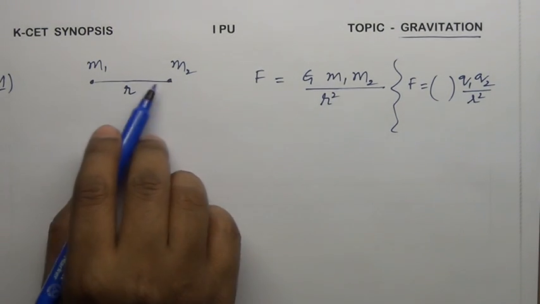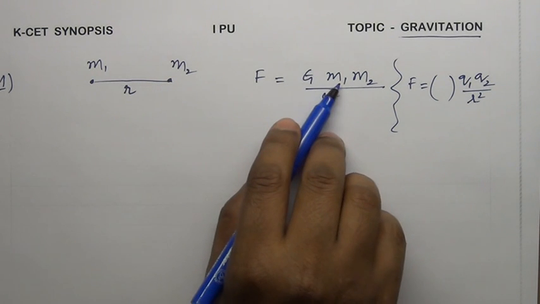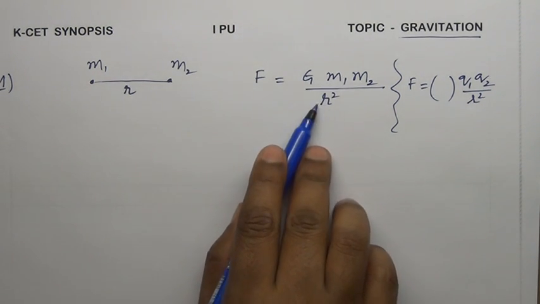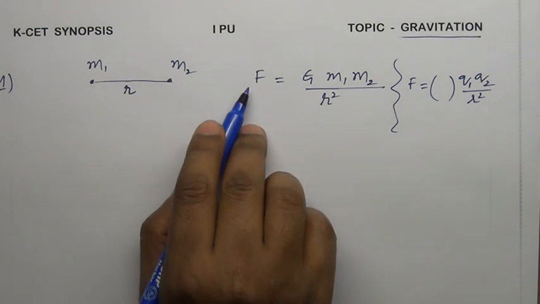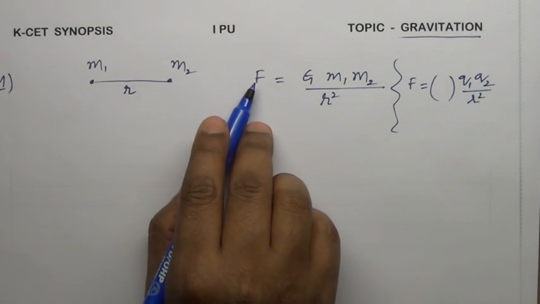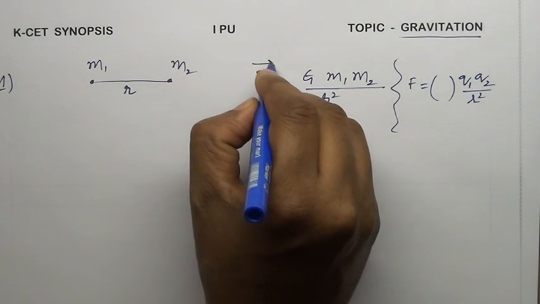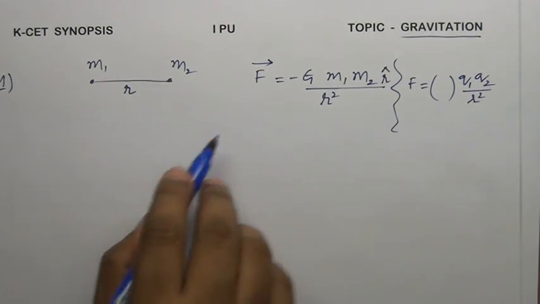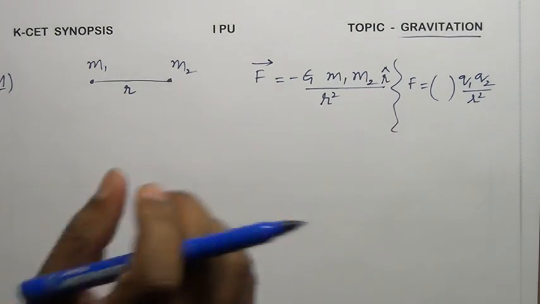So the force of attraction between two point masses is directly proportional to the product of the masses and inversely proportional to the square of the distance between them. This force is always attractive. For that reason, we can also write minus into r cap. The minus sign says it is an attractive force.